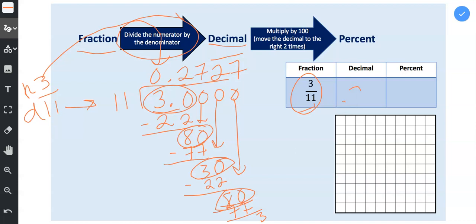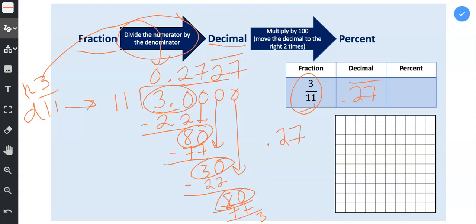So when I record my decimal over here, I'm just going to write 0.27 and put a line over it to show that this is a repeating decimal. A repeating decimal means not only does it go on forever, but there is a repeating pattern. That's what the repeating part means. It has a repeating pattern. There is a pattern. All right.